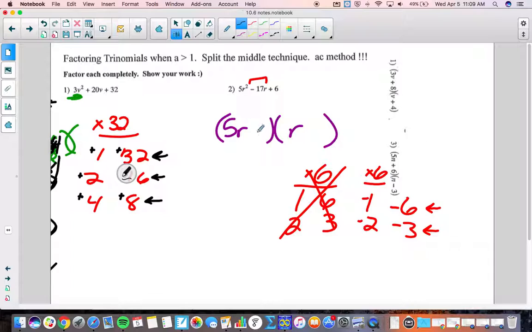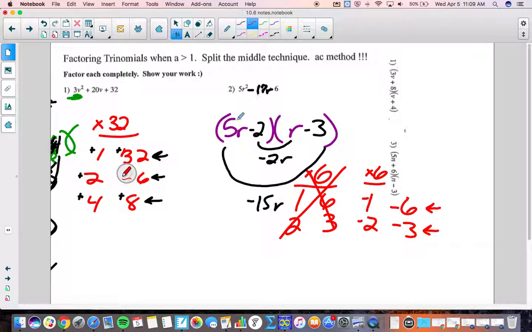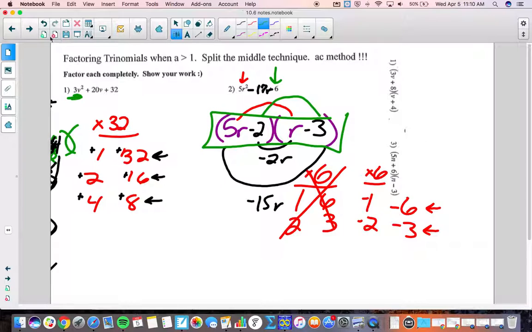All right, let's try -2 and -3. Here we get -2r. Here we get -15r. What does that combine to? Yes, -17r. So these two multipliers give me the -17r that I wanted. If we were to FOIL this thing completely together, this would give me the 5r squared, and this would give me the +6. So this is the solution. Just guessing and checking.